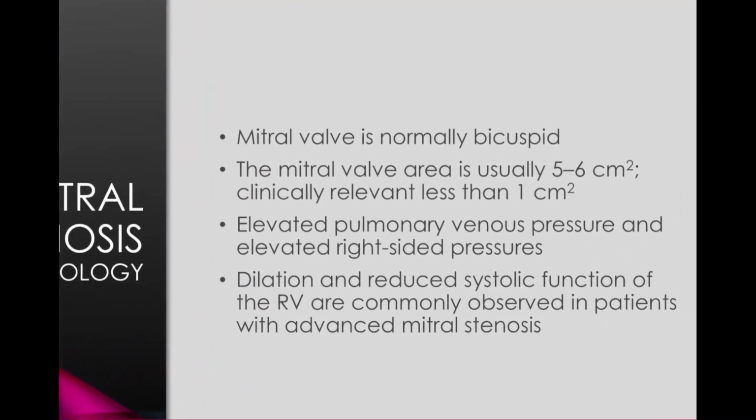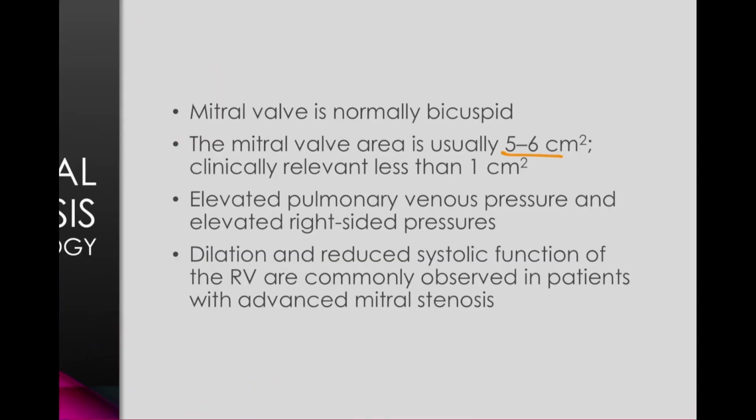Okay, mitral valve is normally bicuspid. Normal valve area is 5 to 6. And then clinically relevant stenosis occurs at less than 1 centimeter squared. So the valve area for mitral is a lot bigger than it is for the aortic valve.